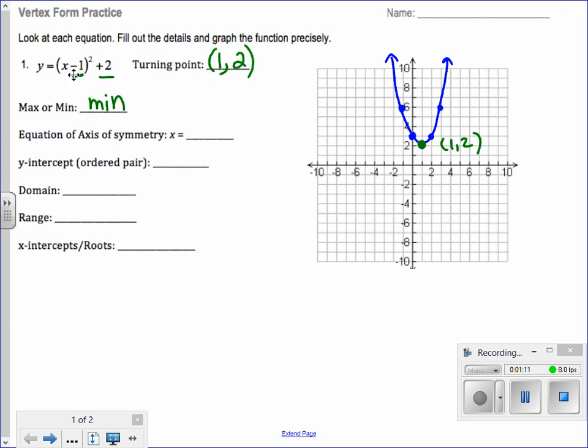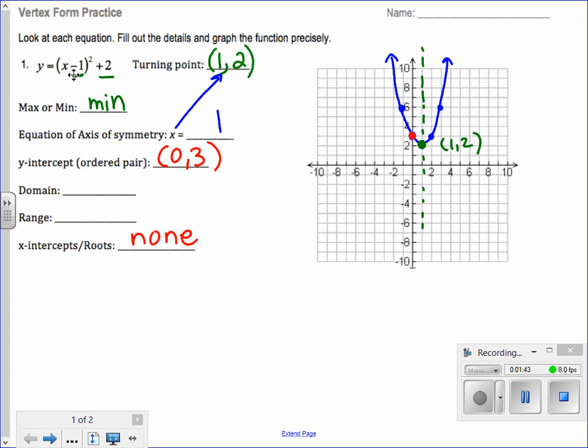Remember that the axis of symmetry is always x equals the x value from the vertex, which is 1. So that's the invisible line that cuts right through the middle of the parabola. The y-intercept of this graph is at (0, 3). There doesn't appear to be any x-intercepts. This graph has no roots, no solutions. It never crosses the x-axis, so there's no x-intercepts.